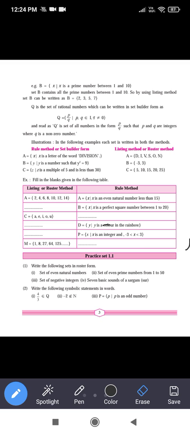Question number 2: write the following symbolic statements in words. Now see the answer of the first one. Observe how you will write the answer of the first one.